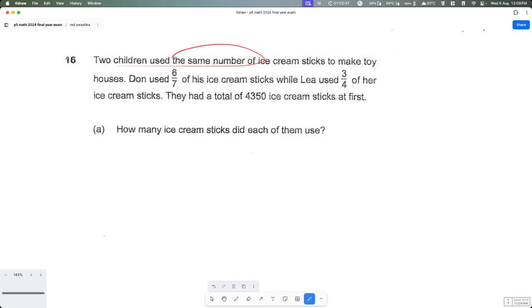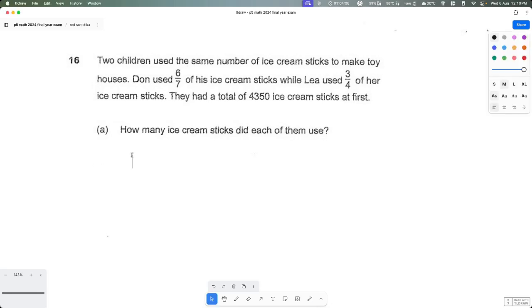Two children use the same number of ice cream sticks to make toy houses. Don used 6/7 of his ice cream sticks, while Leia used 3/4 of her ice cream sticks. They had a total of 4,350 ice cream sticks at first. How many ice cream sticks did each of them use?